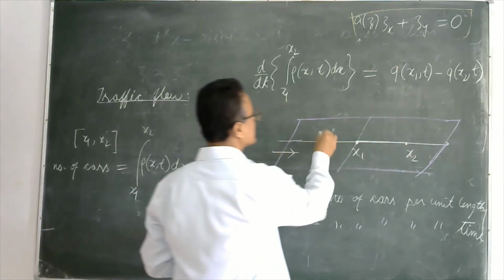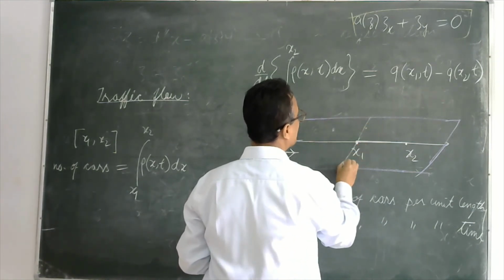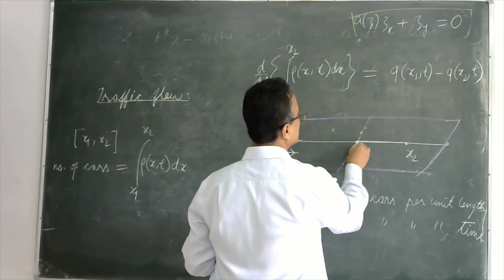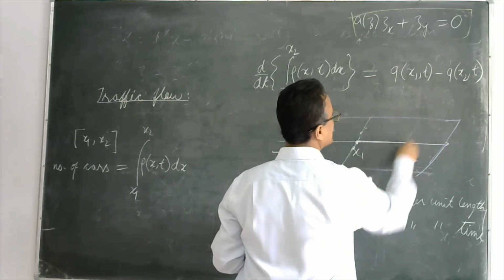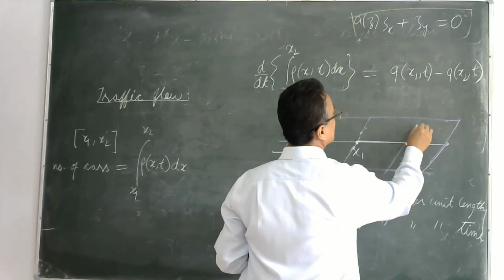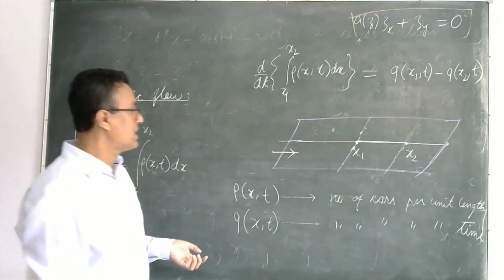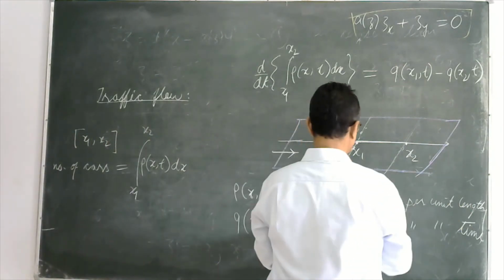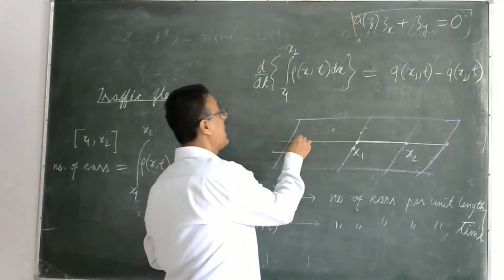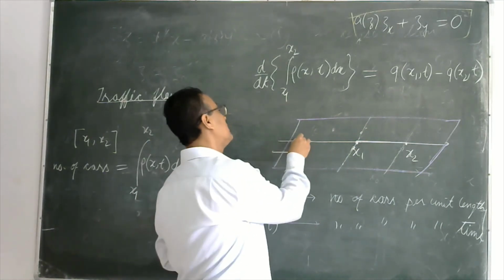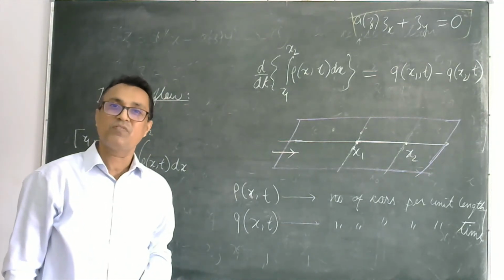Here, obviously, at time t, some number of cars are going to reach this location, isn't it? Similarly, at the same time, some cars are going to reach this other location. From there, definitely, I can find out the number of cars per unit length, if I have some reference origin. From there, definitely I will be able to find the data.